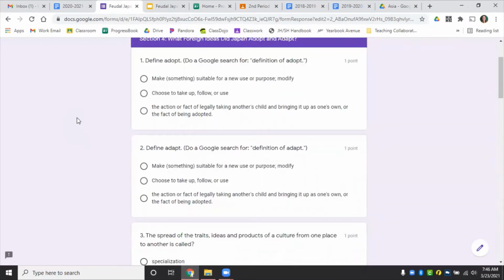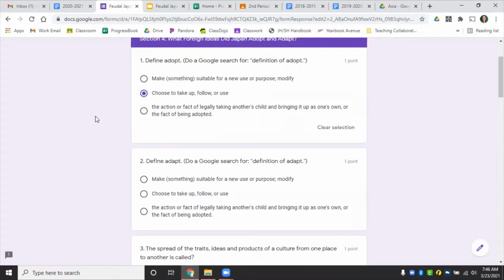So the definition of adopt means to choose to take up, follow, or use. So decide that you're going to use something. So in Japan's case, they adopted ideas from other places. They took the exact idea and started using it in Japan. Okay, so maybe they took the same exact thing that South Korea was doing and they started using it in Japan, so they adopted it. You take something to use it as your own. Okay, similar to if you were to adopt a child, you would take that child as your own.